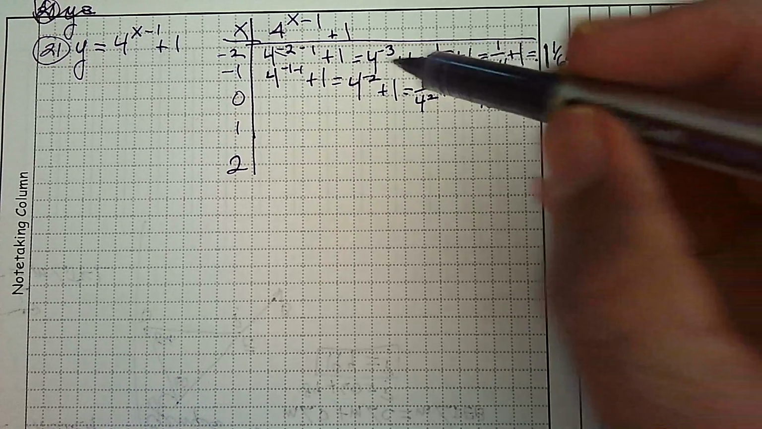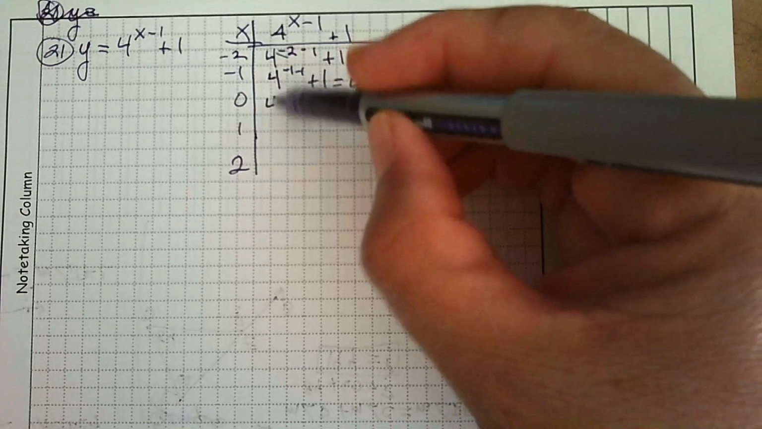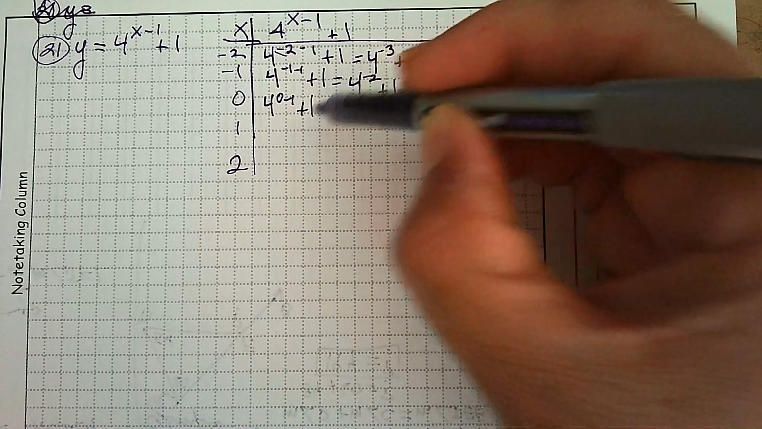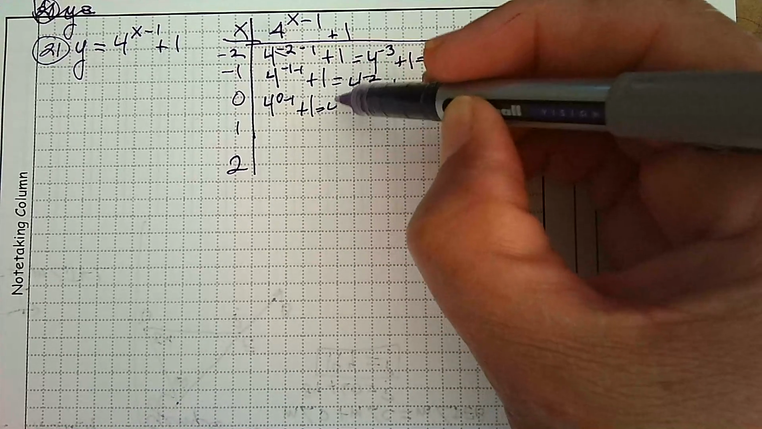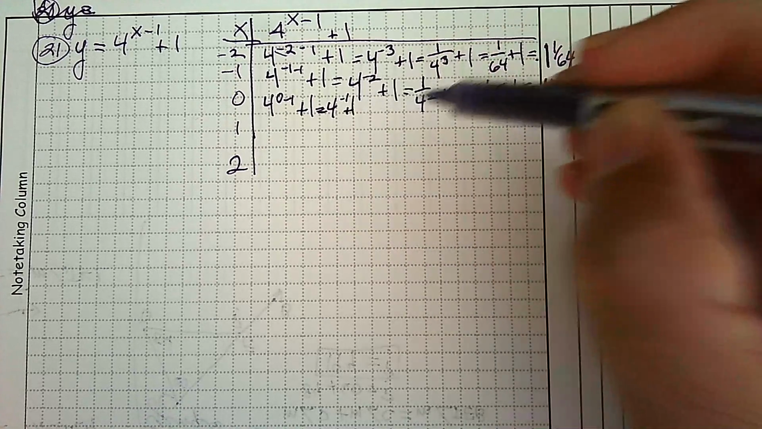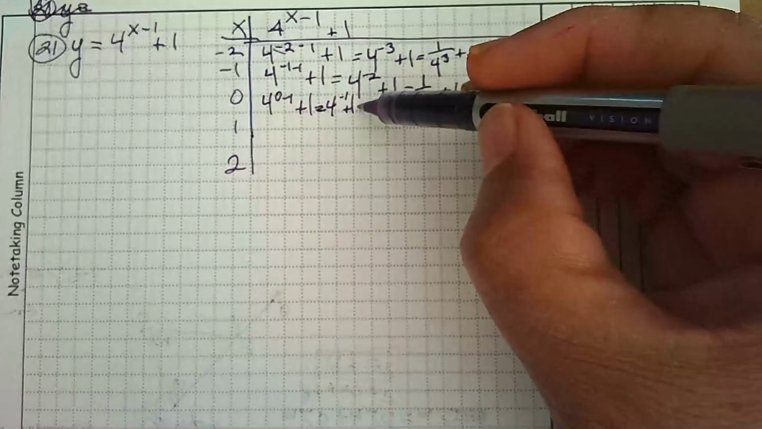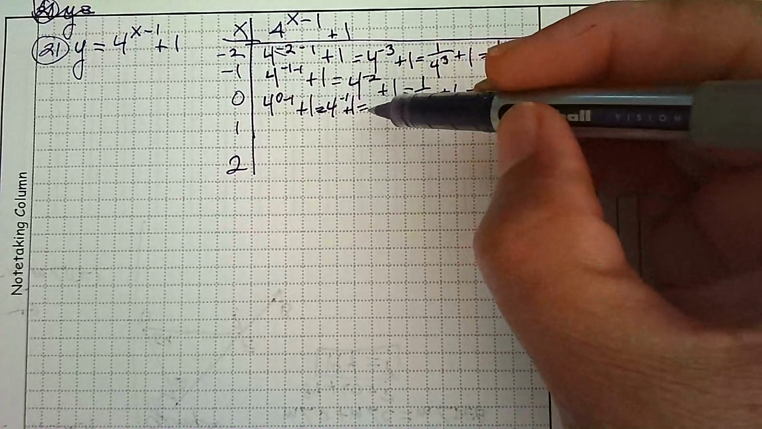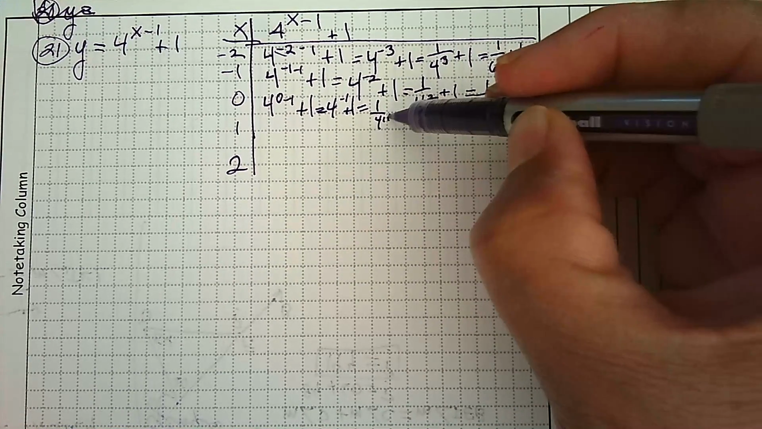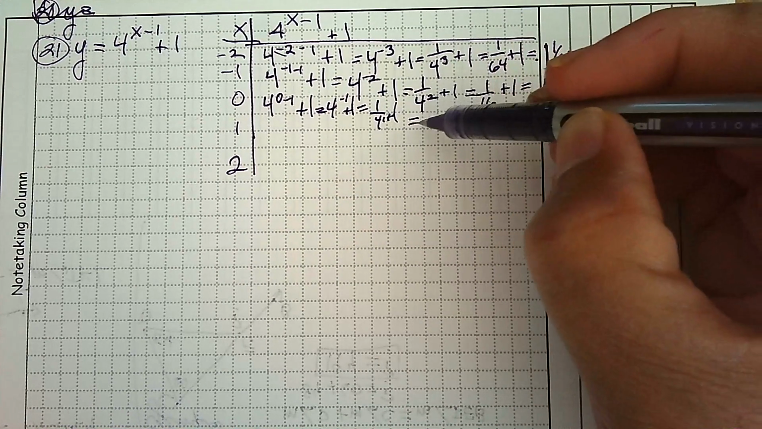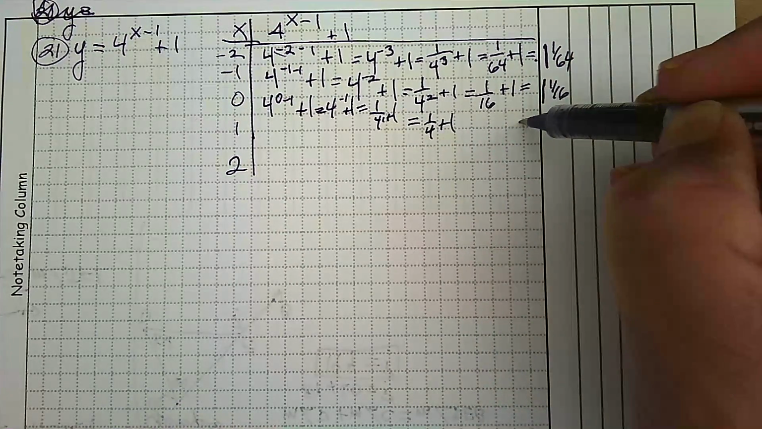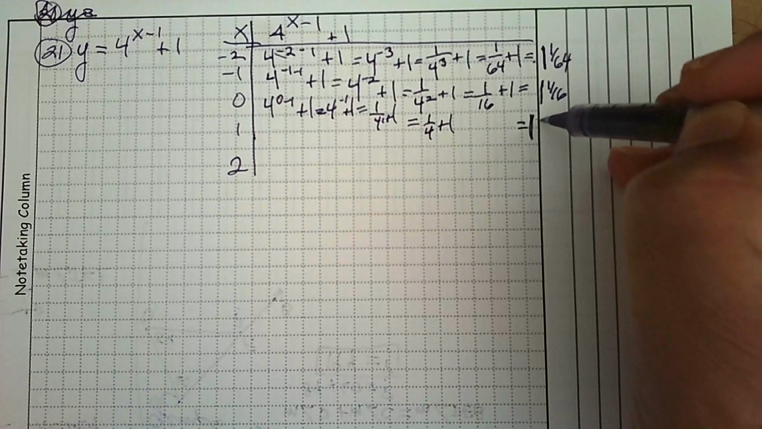Now do the same thing, I put 0, that'll be 4 to the 0 power minus 1 plus 1. That gives you 4 to the -1, plus 1. Change the -1 power to positive, so it'll be 1 over 4 to the 1, plus 1. And that'll be 1/4 plus 1, which the answer will be 1 and 1/4.